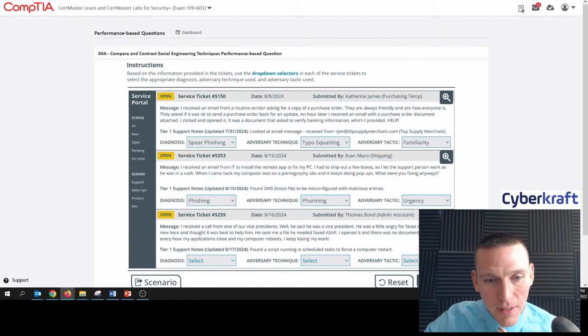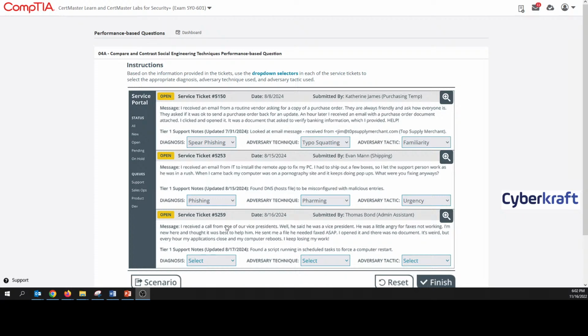Okay, I'm going to read this, get my head out of the way. All right, I received a call from one of our vice presidents. Okay, that's an indicator right there. Well, he said he was a vice president. Okay, and this is from Thomas Bond, an admin assistant. He was a little angry for faxes not working. Wow, if you're angry about faxes, there's something wrong with your life. I'm just saying. I'm new here and I thought it was best to help him. He sent me a file he needed faxed ASAP. I opened it and there was no document. It's weird, but every hour my application's closed and my computer reboots. I keep losing my work.